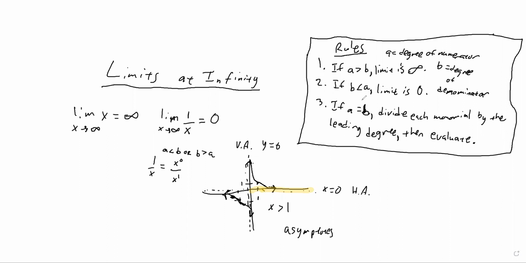And that satisfies this second rule. If the degree of the denominator is greater than the degree of the numerator, or b is greater than a, I actually messed up here, let me change that. If a is less than b, or b is greater than a, either way, then the limit is 0.